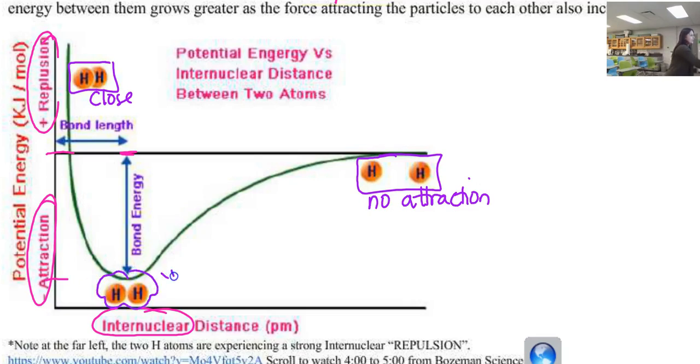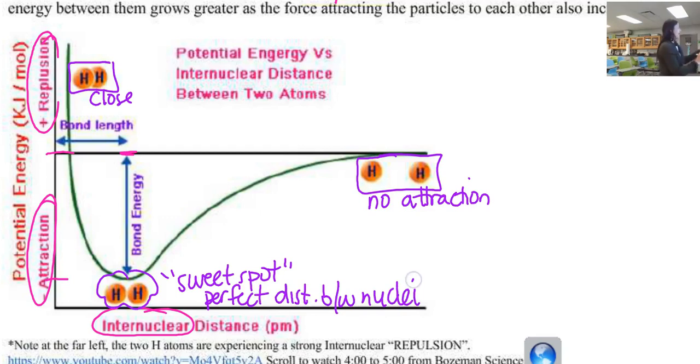Now, what is this part called? This down here is really called our sweet spot. This is the perfect distance between the nuclei, okay? And we really look at this value, and this value right here is super important. That is our bond enthalpy or our bond energy. That's the amount of energy that it would take in order to separate those two atoms, those two nuclei, from each other, okay?